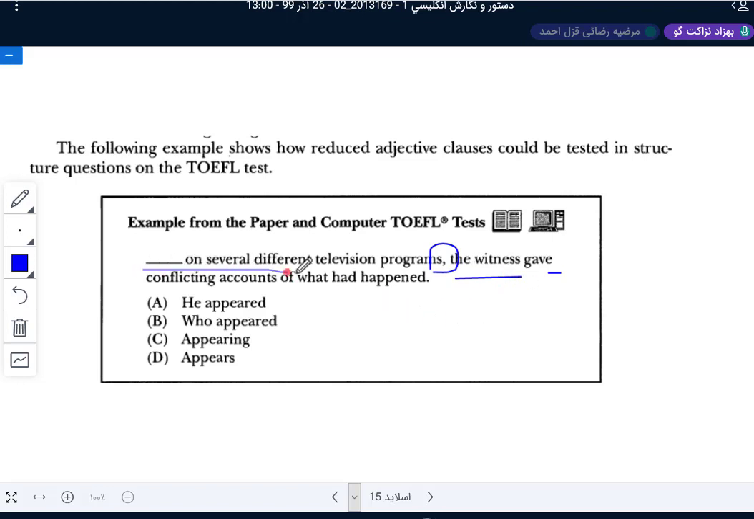So let's look at this part. It should be either an appositive, or it should be a prepositional phrase, or it should be a subordinate clause, adverbial clause, or it should be a modifying phrase, reduced adjectival clause.